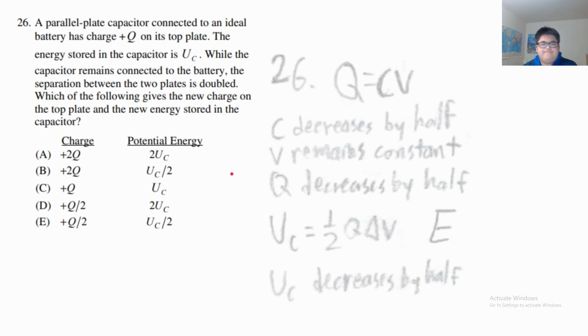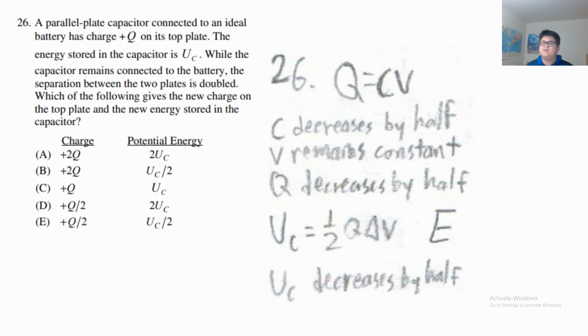Alright, so now how do I say this? So Q equals CV, charge equals capacitance times the voltage. Now the capacitance decreases by half because the distance between the two plates is doubled. Keep in mind that when the distance between the two plates of the capacitor doubles, the capacitance decreases by half, because the formula for capacitance is K times area over distance.